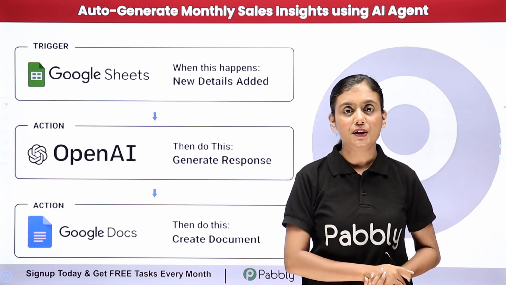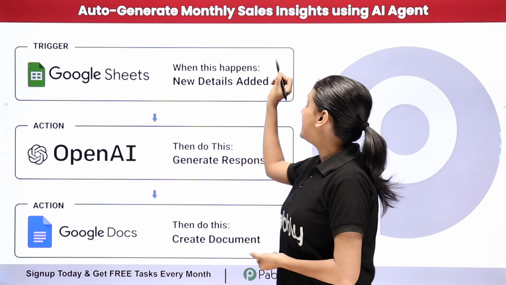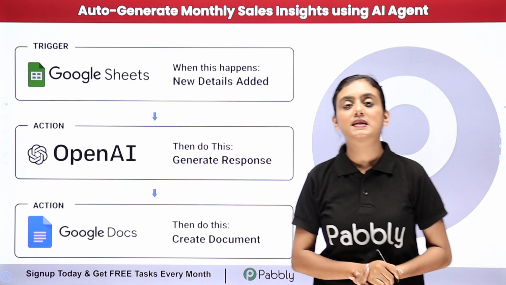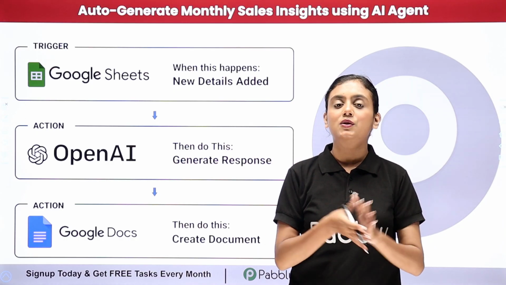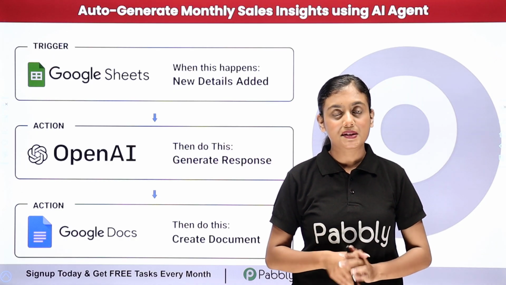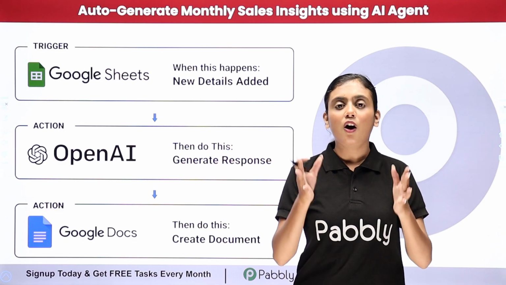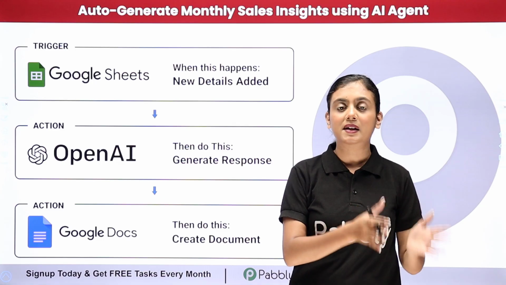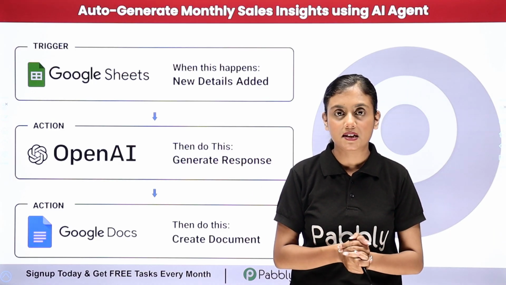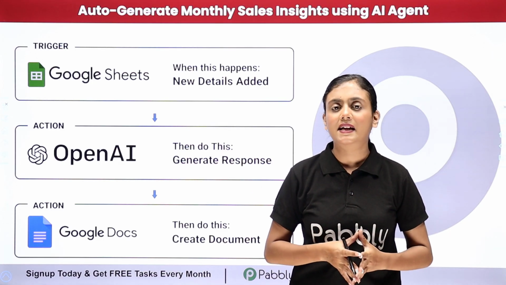In this video, we are going to learn how to auto-generate monthly sales insight using AI agent. So I'm an owner of a business and I keep the record of monthly sales in my Google Sheets. Now over here, I have to sit down and analyze each and every month's sales and create the summarize and insights of it, which is a very time consuming and hectic task.